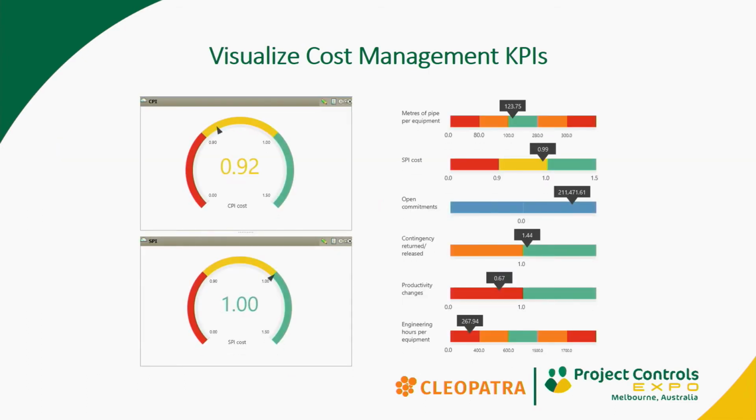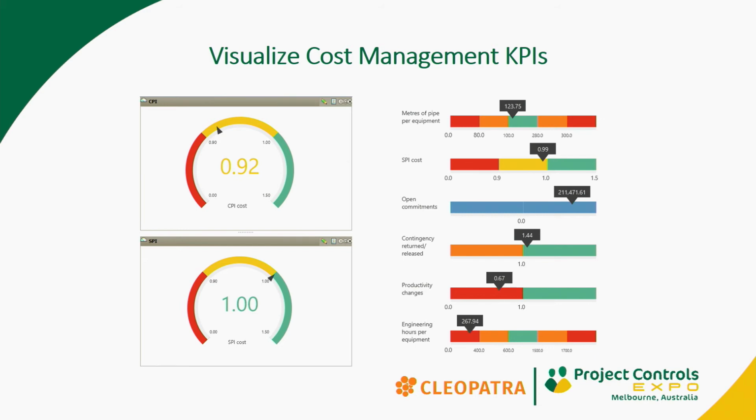Now what we can do inside Cleopatra is we can visualize these KPIs to make sure that they become easier to analyze and easier to adapt for people from a management level as well. So these kind of gauges, for instance, are definitely helping with that. And same goes for these other types of KPIs that we can apply here. So for instance, the amount of meters of pipe per type of equipment, or the productivity changes.